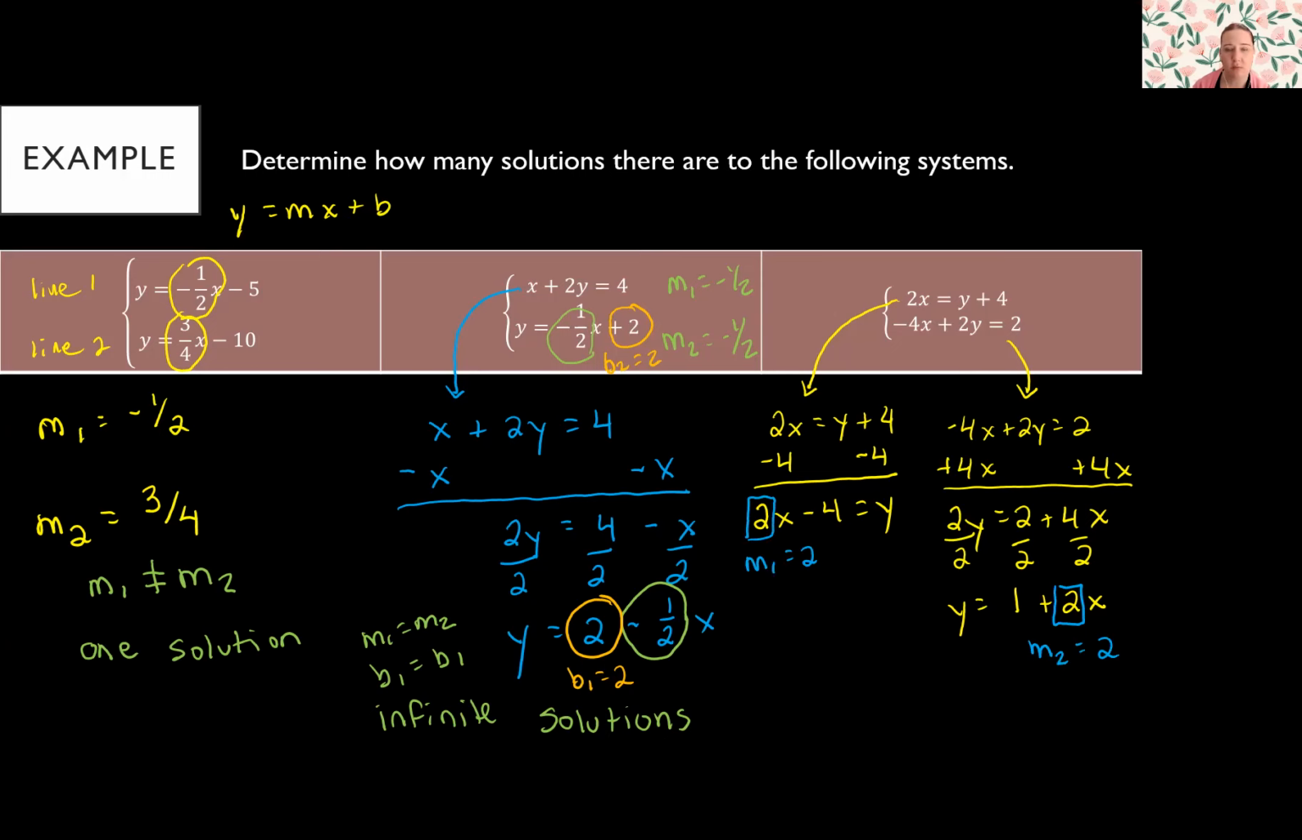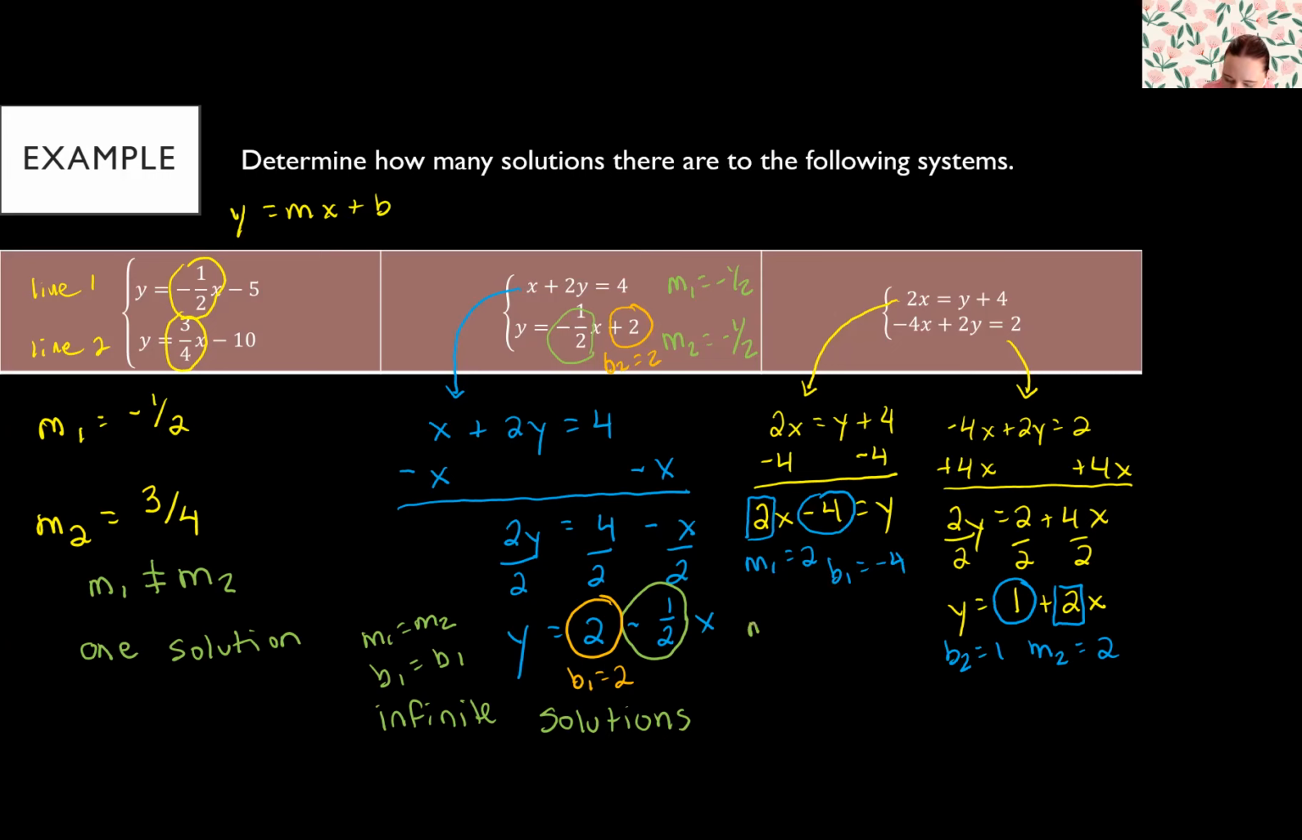If they have the same slope, then they're either going to be the same line or they're going to be parallel. And that's where we have to look at the y-intercept. The y-intercept is the constant. So our y-intercept for one of these is -4, so b1 is equal to -4. The y-intercept for the second one is 1, so b2 is equal to 1. So they have different y-intercepts, which means they're not the same line.